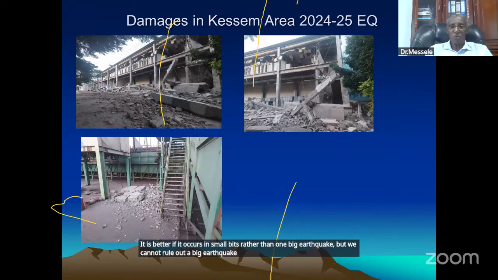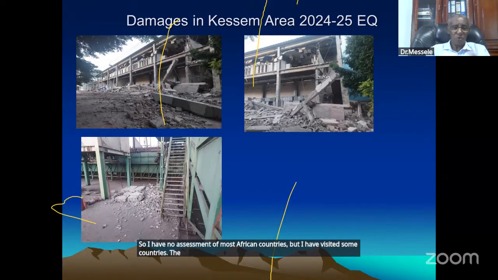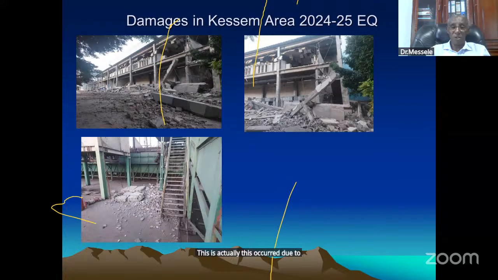These are the damages which you see everywhere. This is from this earthquake. The damage is not only a function of the earthquake. It is also a function of how well we build. I have no assessment of most African countries, but I have visited some countries. The situation in Ethiopia could be similar for most African countries. This damage actually occurred due to a magnitude 5.2 earthquake in an area called Kasam. In other places, it is not supposed to cause any damage.